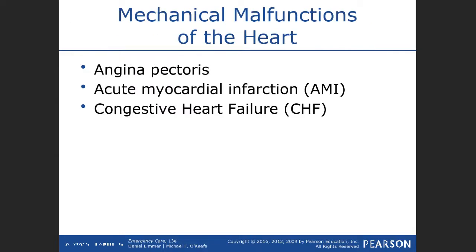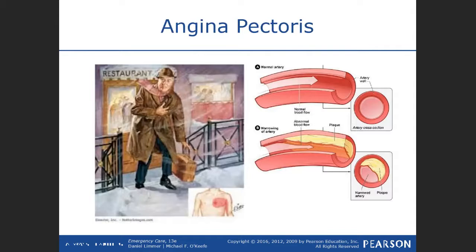So let's get a little bit more specific into the mechanical issues that can occur with the heart. So we talked about an acute coronary syndrome being somewhat of a catch-all phrase for anybody that's having this kind of chest pain that also has risk factors for heart disease. Well, one issue that can occur and is more common than others is something called angina pectoris. We kind of already talked about that a little bit.